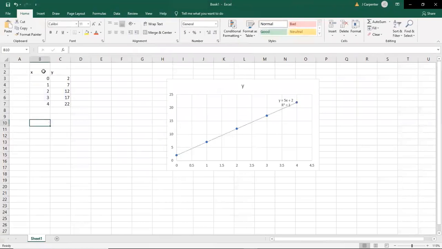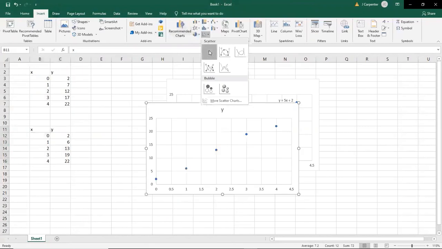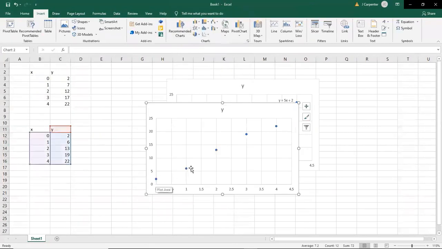I'm going to copy, paste. I'm going to make another one of these, but I'm going to make the Y values not fit this perfect pattern where as X goes up 1, Y goes up 5. Let's make this a 6. Let's make this a 13. Let's make this a 19. And then let's keep that at 22. So I'm going to highlight, insert, scatter chart. Pick the top left one. See, this doesn't look like a perfect line. It's kind of close. You could probably do a nice spitball guess there and it would hit some or most of them. And we'll start talking about that later.